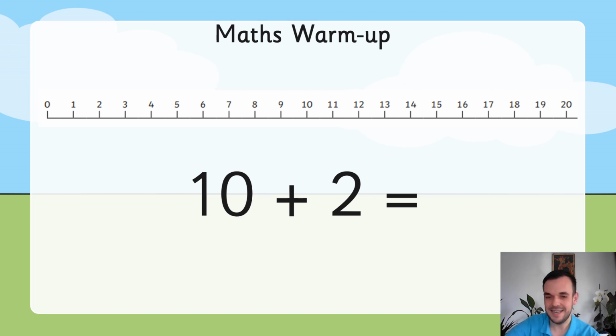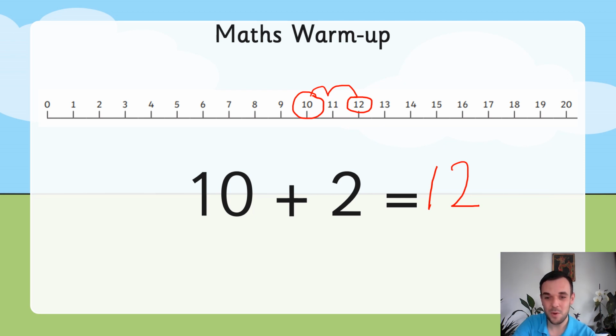So here is the answer. 10 add 2 equals. First of all, we said you needed to find 10 on your number line and put a circle around it. So there is the number 10. And we are going to jump 2 places along because we are adding 2. 1, 2, and we land on the number 12. So our answer must be 12. A 1 with a 2 makes 12. So our number sentence is 10 add 2 equals 12.